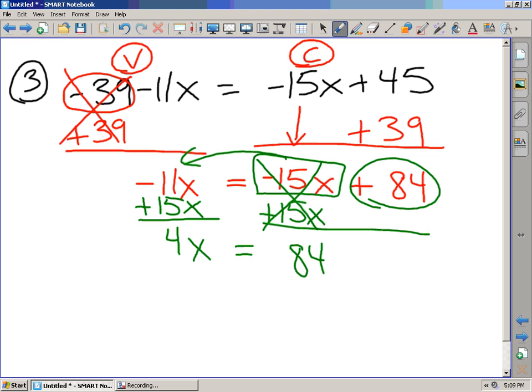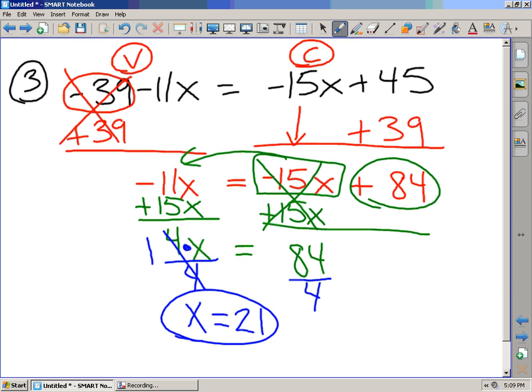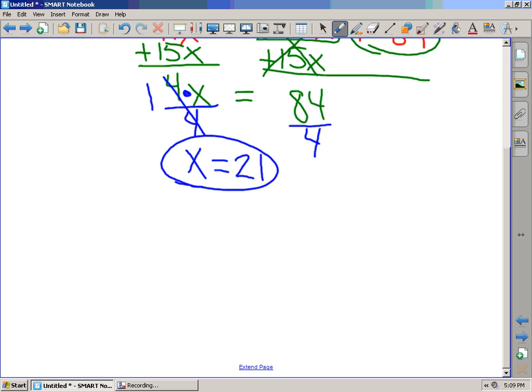And the reason we do that is that the operation going on between the 4 and the x is multiplication. So to get rid of the 4, we need to use the inverse operation. And the 4 divided by 4 is equivalent to 1. And so we get 1x. 84 divided by 4 is equivalent to 21. So we think that x is equal to 21.